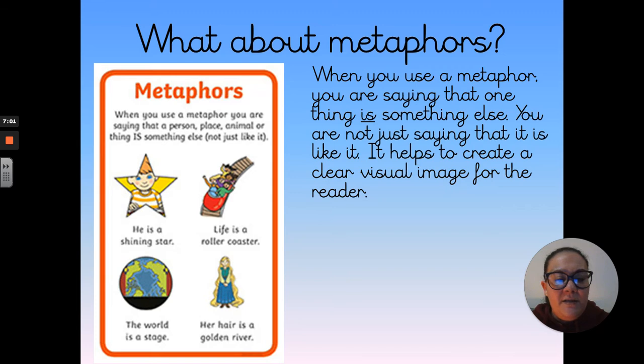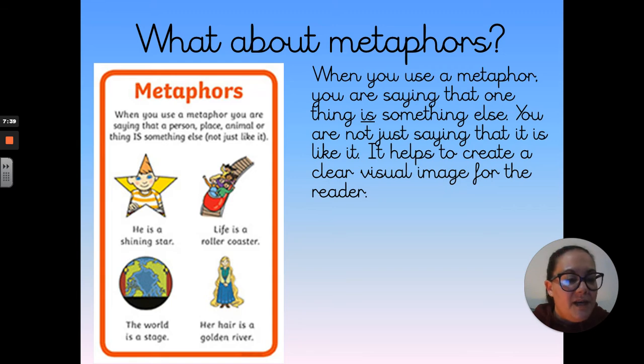So what about them? This picture hasn't come out as clearly as I would like, but you can still read it. So when you're using a metaphor, you're saying that something is something else. You're not saying like or as you would in a simile. You are saying that something is something. So I really like this one here. Life is a roller coaster. Life's not actually a roller coaster because we're not all riding around in roller coaster cars everywhere. It's telling you life is a bit up and it's a bit down, and it kind of goes around corners and you don't always know what to expect. I think that's a really lovely metaphor there.